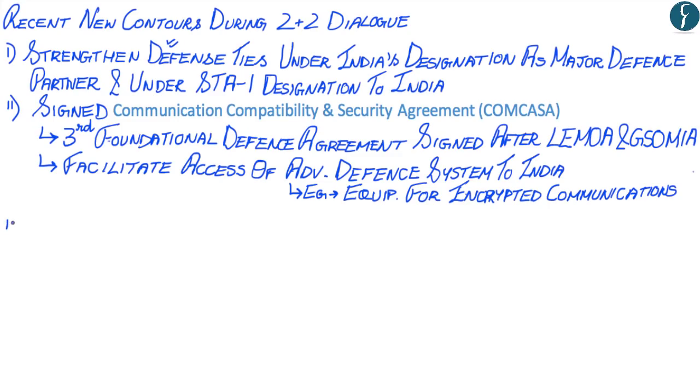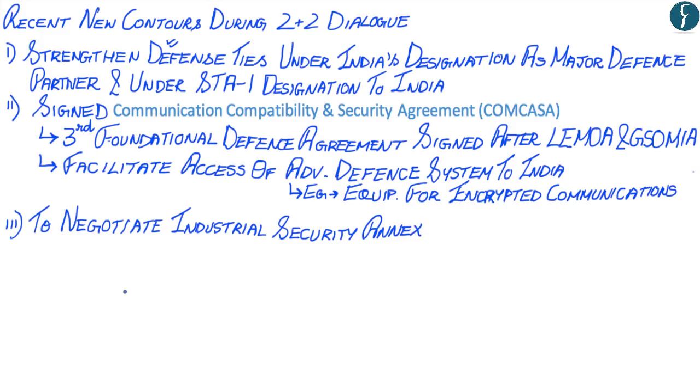The third new aspect agreed upon during the 2+2 dialogue was that India and the United States would negotiate a new industrial security annexure, wherein this industrial security annexure would be to ensure closer cooperation and collaboration between the defense industry of both the countries.